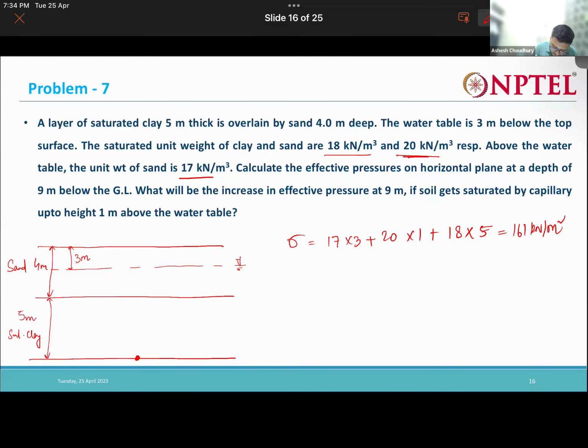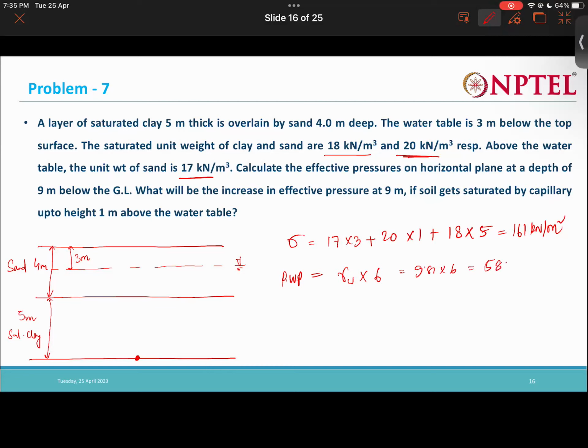Now, what is the pore water pressure? It will be gamma W into how much? 6. So 58.86. So we have the effective stress as total stress minus pore water pressure, so minus, it is 602.14.